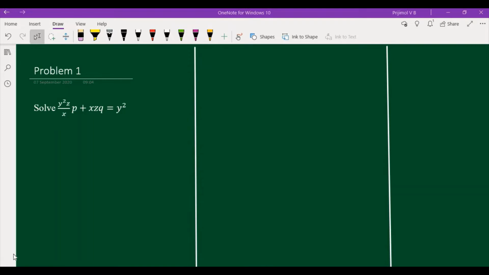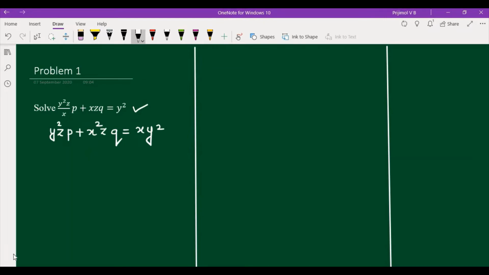Problem 1. Solve (y²z/x) p + xz q = y². I am going to rearrange this equation so that it looks a lot simpler by multiplying throughout this equation by x. Now after multiplying this equation throughout by x, you get the equation as y²z p, x gets cancelled, plus x²z q equal to xy². I have multiplied this equation throughout by x. Now this equation looks a lot simpler.